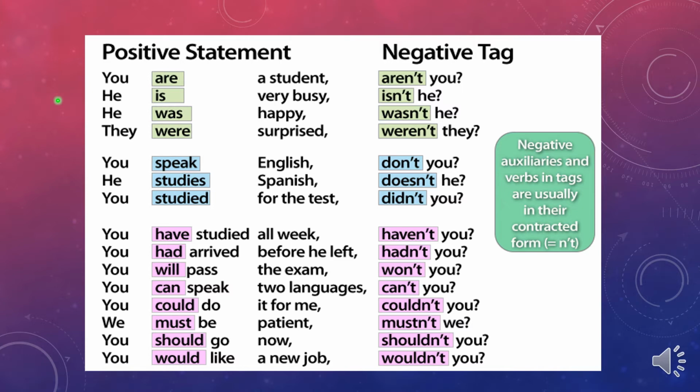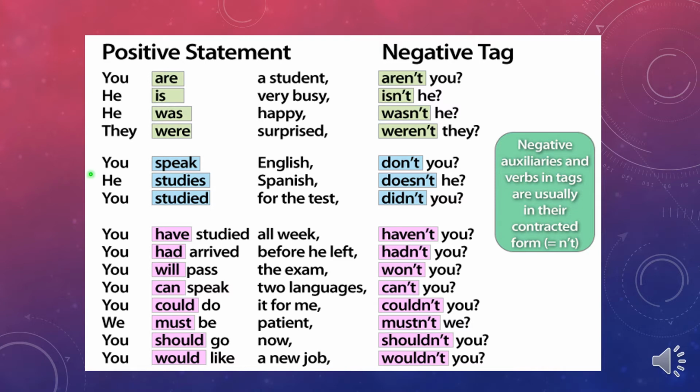Tú eres un estudiante, ¿no? Él está muy ocupado, ¿no? Él estaba feliz, ¿no? Ellos se sorprendieron, ¿no? Okay. The first group is all about to be, present and past. Second group, okay, in the second group you have, look, speak, study, studied, okay? Simple present in both here and simple past, okay? So simple present and past.